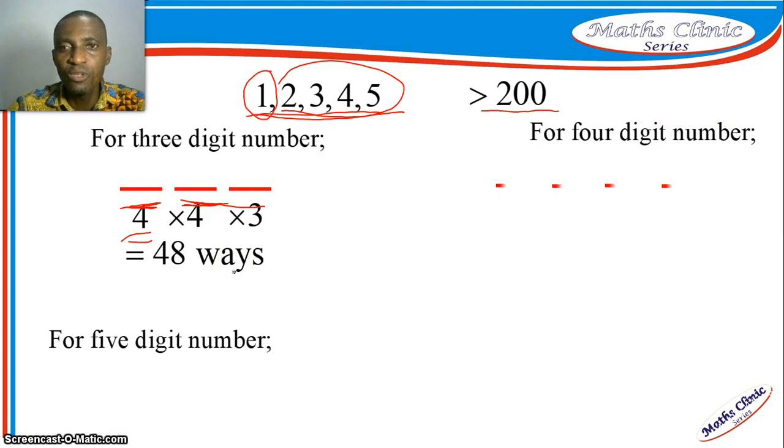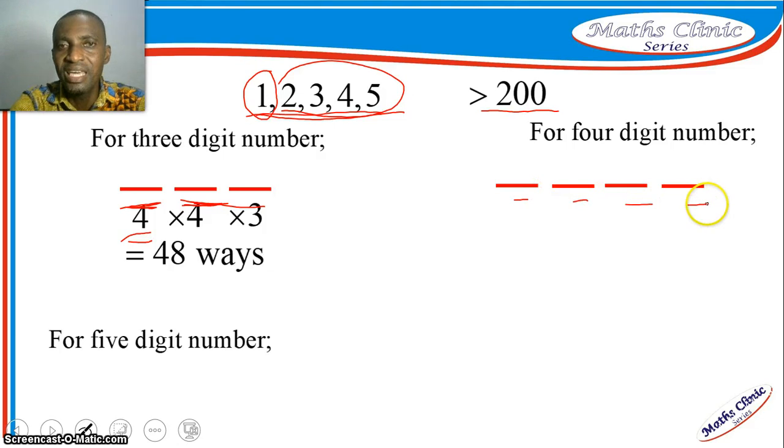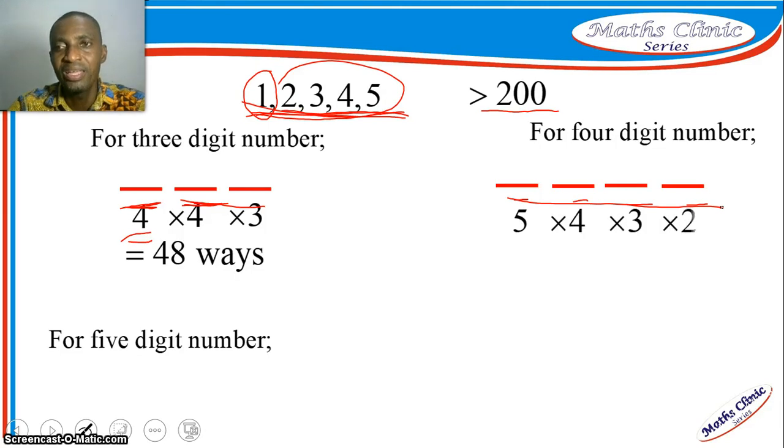Then let's look at it in terms of 4-digit numbers. Because any 4-digit number will always be greater than 200, any of the positions can take any of the numbers. So the question is, how many ways can we arrange 5 numbers if 4 slots are given? And that is obviously 5 permutation 4. Or the first can take 5 ways, second can take 4, 3, 2, and that is it. If I multiply all these together, I get 120.